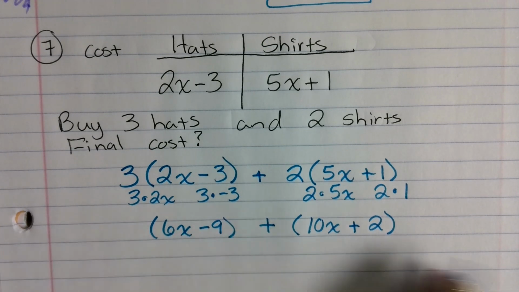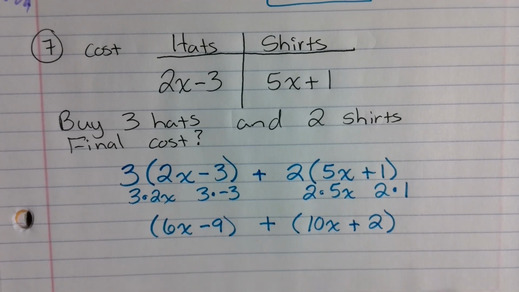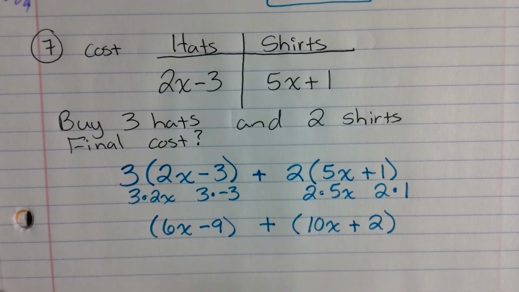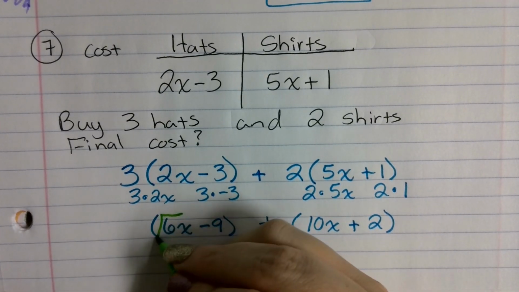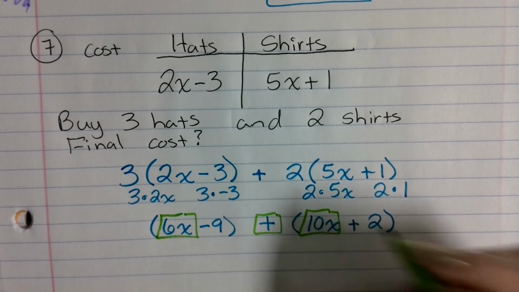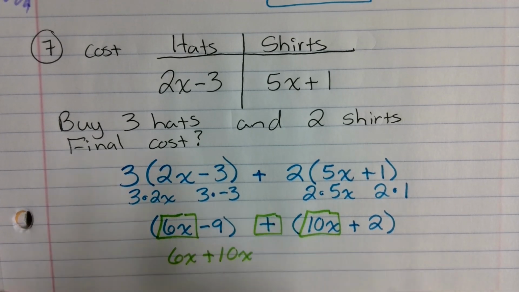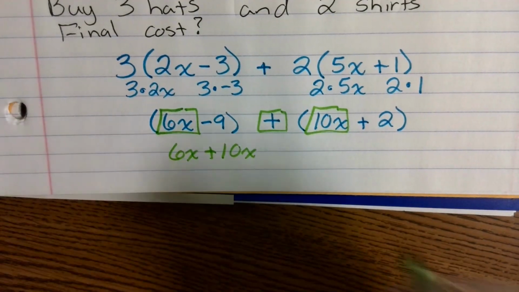Okay, so then there is our setup. After we've distributed, that's what it looks like. And now we start combining like terms. So we do 6x plus 10x. What's 6x plus 10x going to give us? 16x.